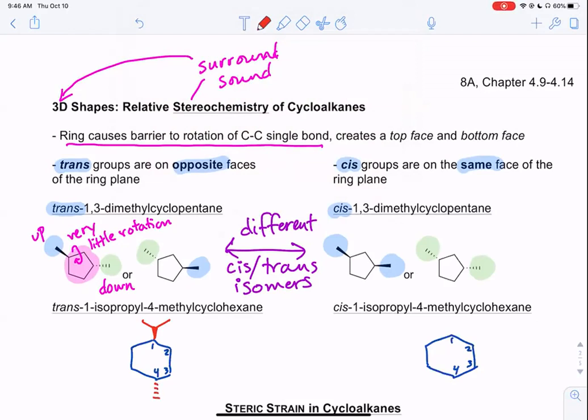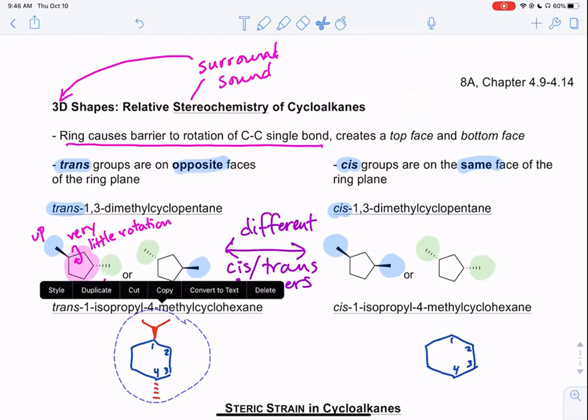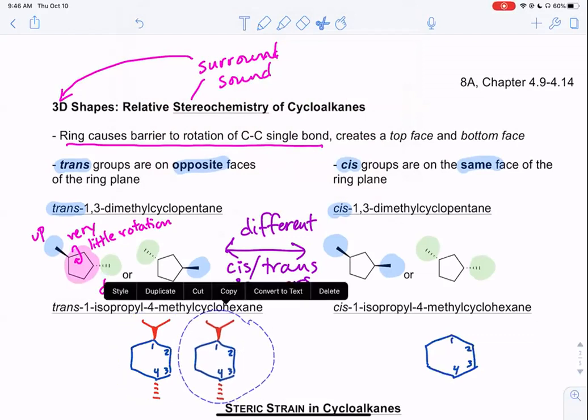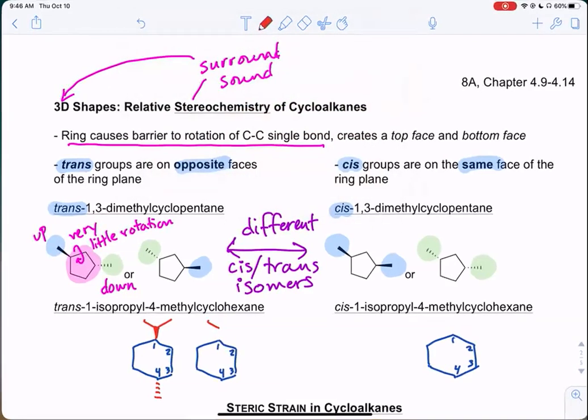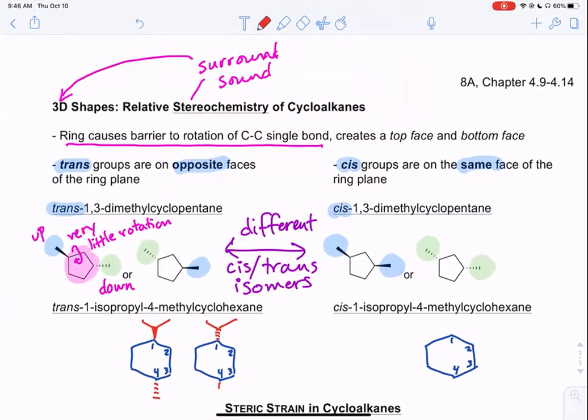Okay, so there are different ways that you could have drawn this. You may have come up with something like this, where instead of this being wedged and dashed, it could be dashed and wedged. I'm going to pause and just show a couple other ways that you could have drawn that molecule.